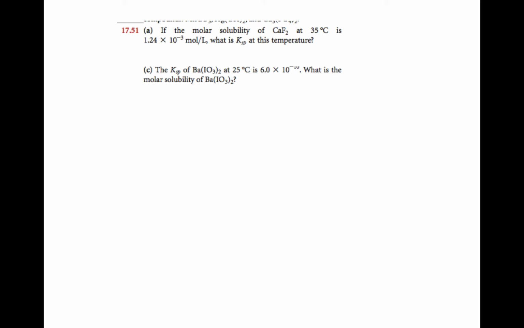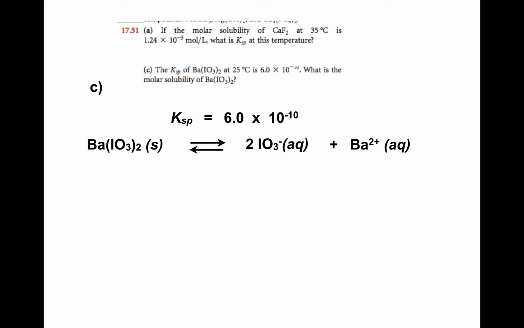C, going the other way. I know what the KSP value is. It's cut off there because I chopped out question B. But it's 6 times 10 to the minus 10. So this is a very insoluble ionic compound.